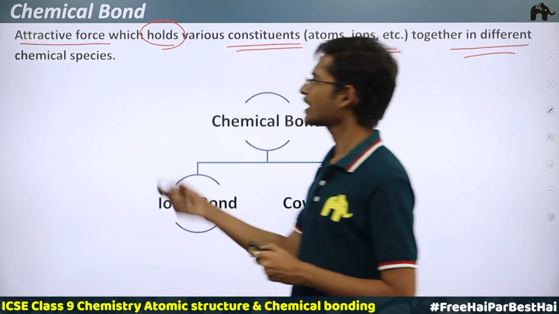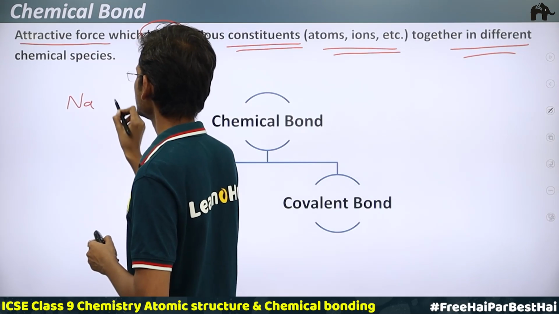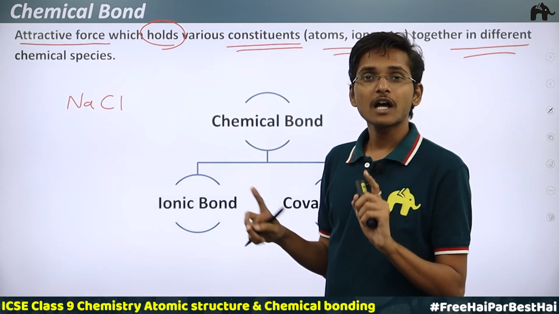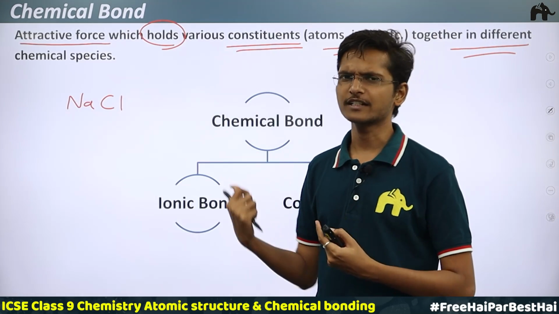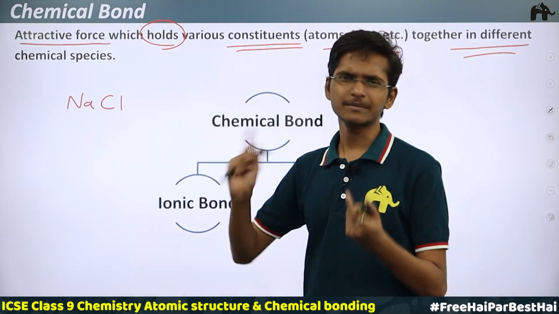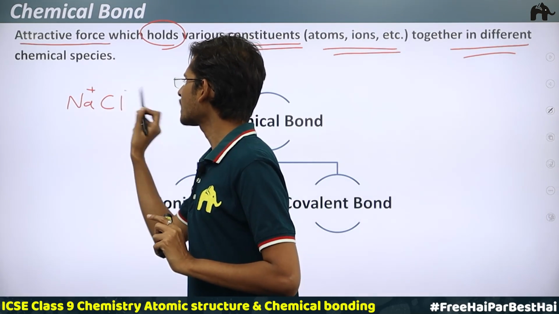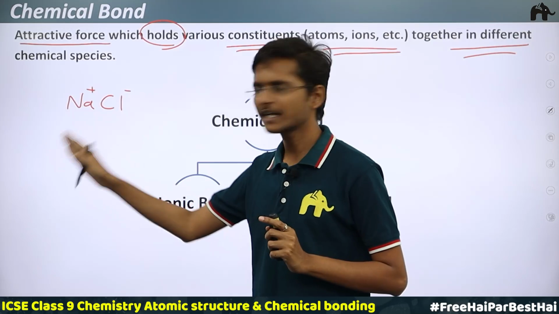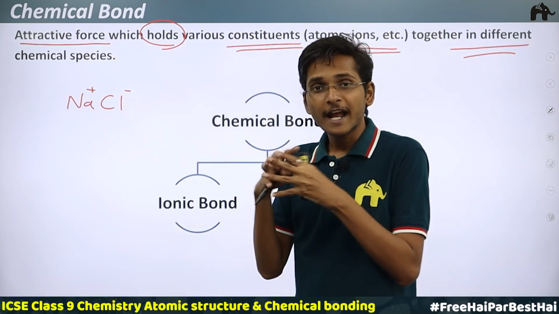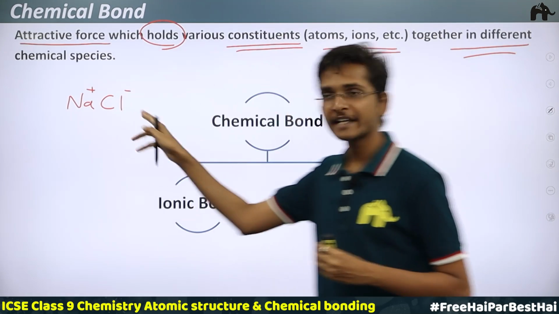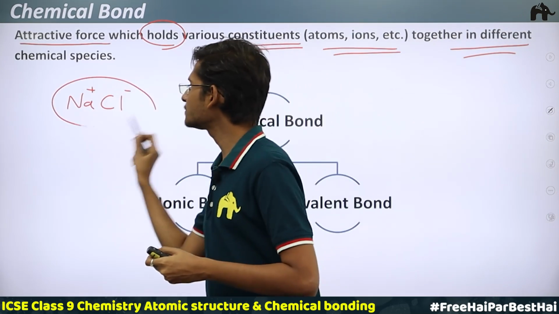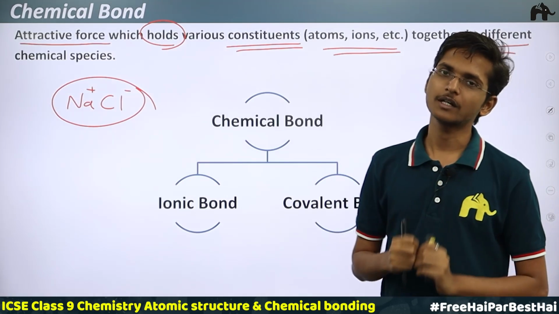For example, I am talking about sodium chloride. In sodium chloride, the constituents are sodium ions and chloride ions. We are going to see what these ions are, but for now you just focus on the names, ions. One is having a positive charge, the other a negative charge. Sodium chloride is made up of these positively charged ions and negatively charged ions. Now the attractive force which is holding these ions together in this chemical species is the chemical bond.